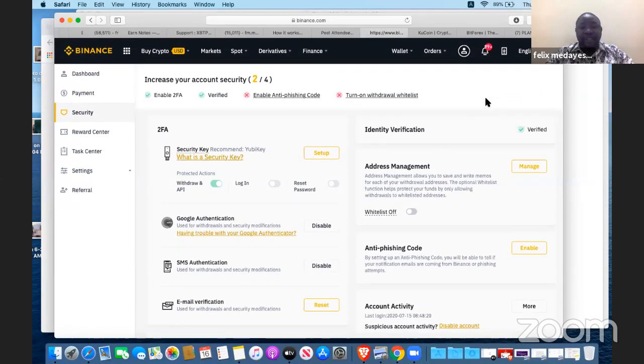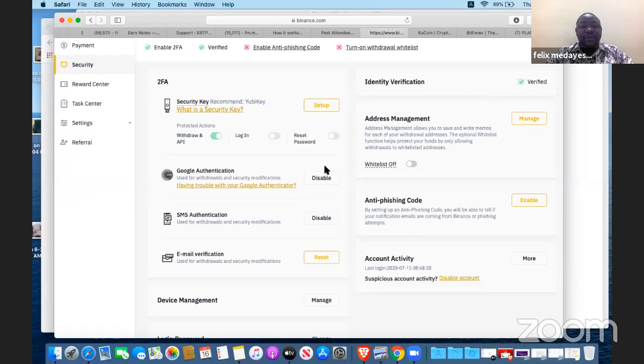Now look at security. The first security you must do is Google Authenticator. If you look at this account, the Google Authenticator is done. That's why it says disable. If it says enable, that means you've not done your Google Authenticator. So ensure you click enable and follow the procedure. Please, I beg everybody, one security measure that's very important: you have to buy a book.